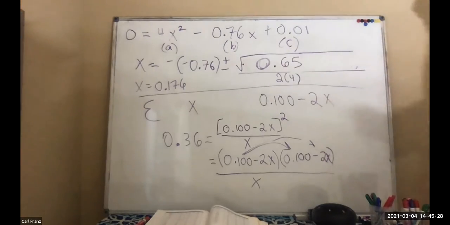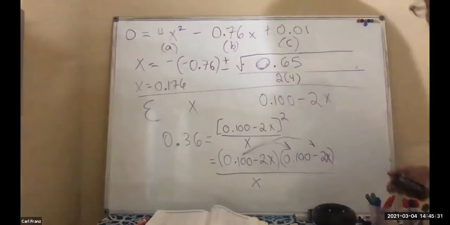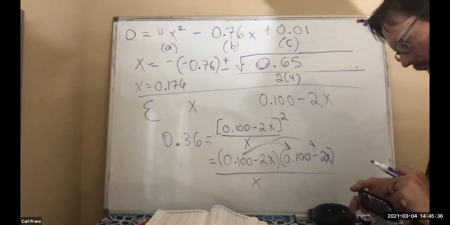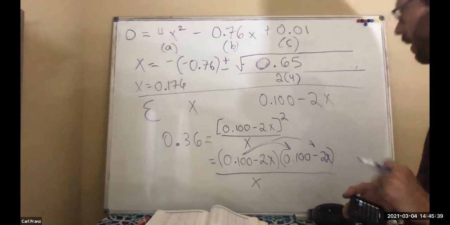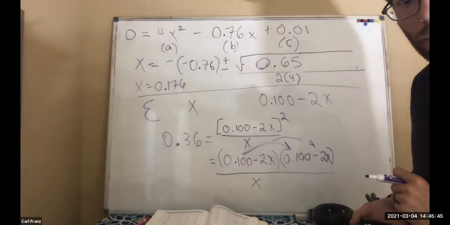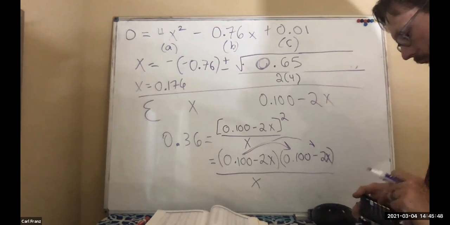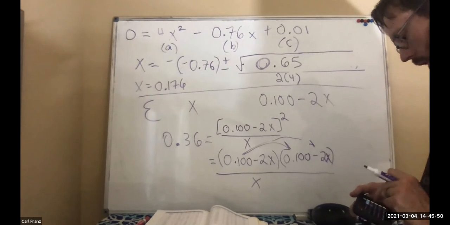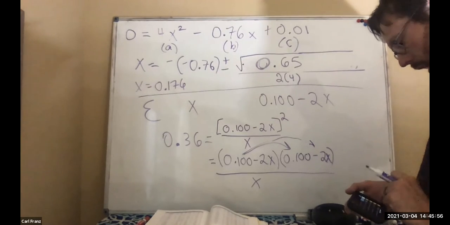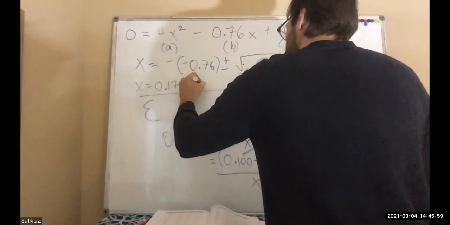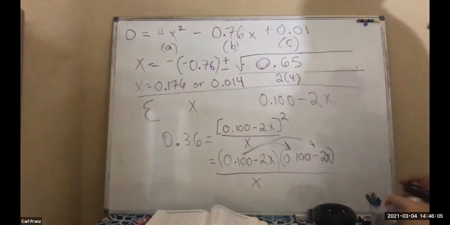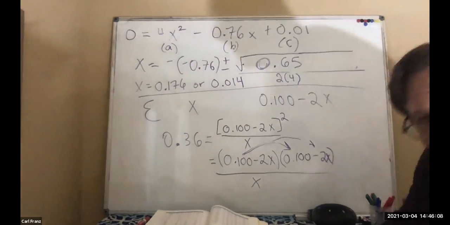If that's 0.65, then a positive 0.76 plus 0.65 divided by 2 times 4, or 8, is 0.176. Or 0.76 minus 0.65 divided by 8 is, so it's this or 0.014. Did anybody else get something like that?